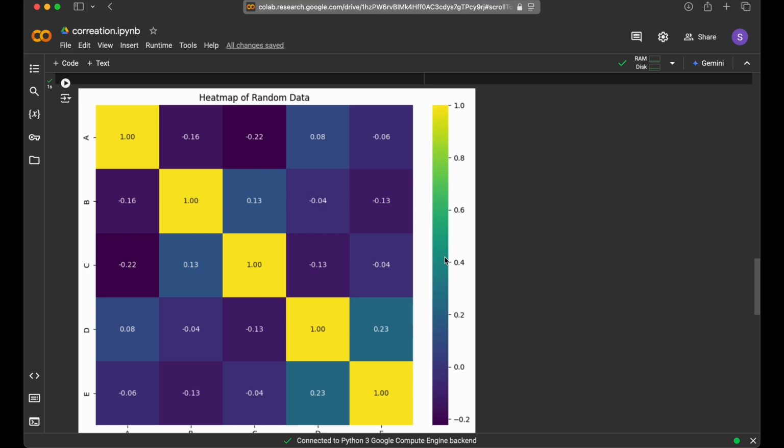The applications are, for example, in economics, the correlation between income and spending; in healthcare, the relationship between blood pressure and cholesterol level; and in finance. These are the use cases where we use the Pearson correlation.